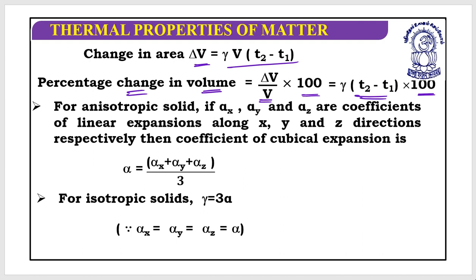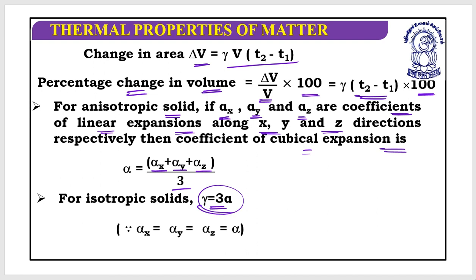Again, we have three kinds of solids. For anisotropic solids, let's say alpha x, alpha y, and alpha z are the coefficients of linear expansion along the x, y, and z directions. Then the coefficient of cubical expansion equals (alpha x plus alpha y plus alpha z) divided by 3. And for isotropic solids, gamma equals 3 alpha.